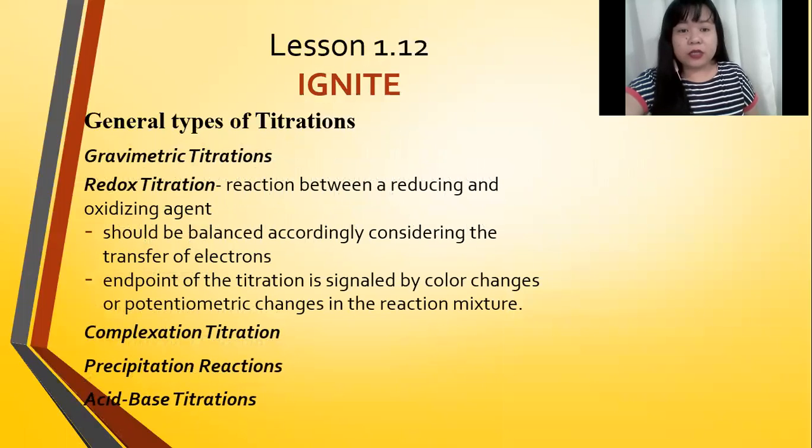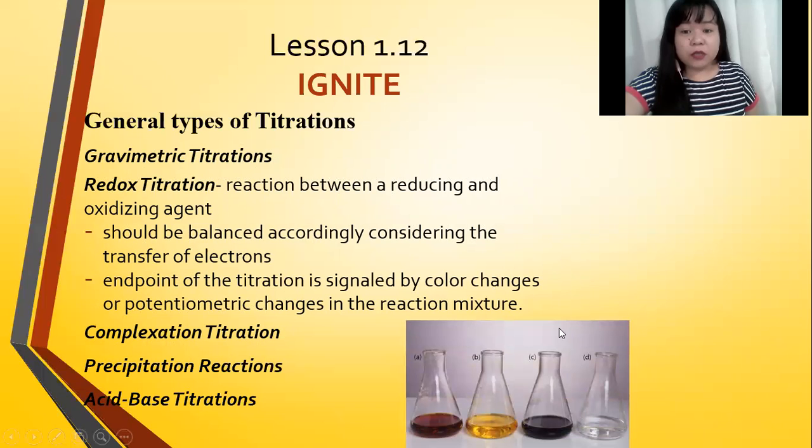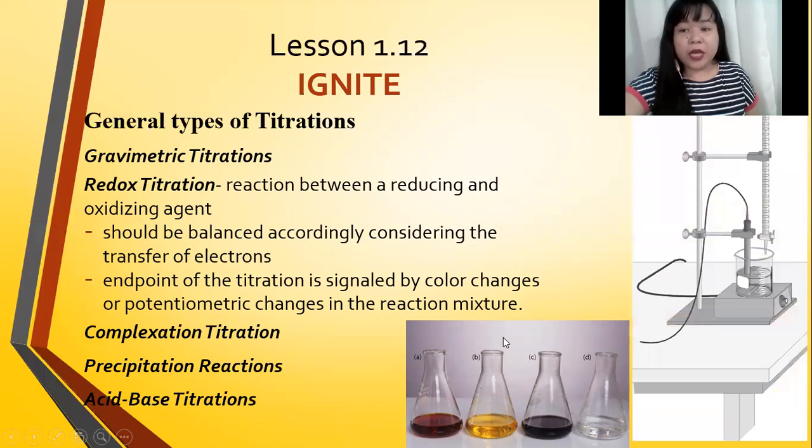Next, redox titrations. This is a technique involving a reaction between a reducing agent and an oxidizing agent. It should be balanced accordingly, considering the transfer of electrons, and the endpoint of the titration is usually signaled by color changes or potentiometric changes in the reaction mixture. So this titration may be carried out by visual inspection of the endpoint, or by potentiometric changes using a probe, which will tell us when the equivalence point happens.